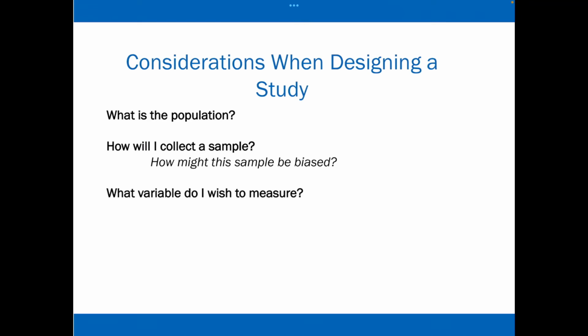What variable do I wish to measure? Once I have my population defined, I need to make sure that the variable that I'm studying is really well and clearly described. And then once I have a variable, how do I measure it? Am I going to use a survey? Am I going to use some sort of measurement tools? What's my measurement instrument? And then once I've thought about my variable and how I measure it, are there any lurking variables, any variables that I haven't considered yet that I really need to think about in my study?